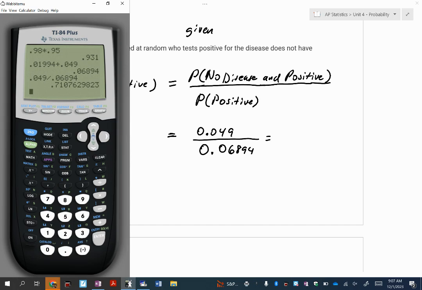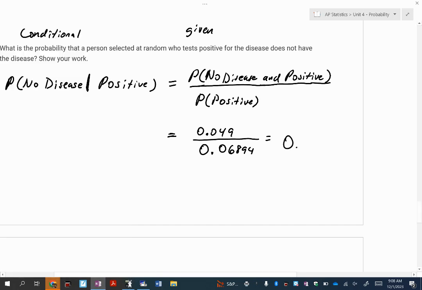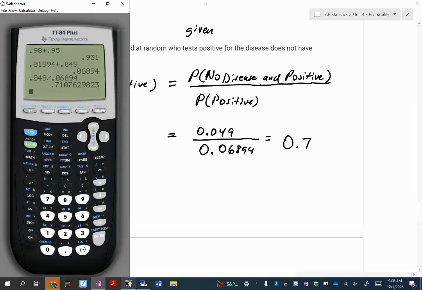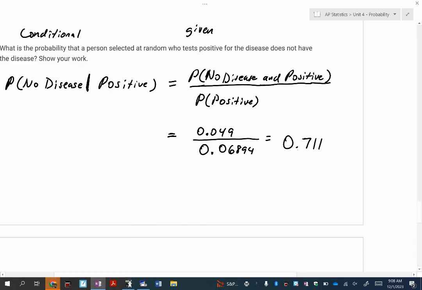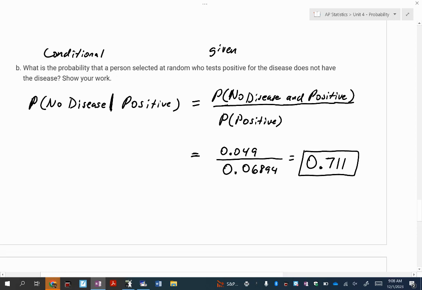So 0.711. Essentially, if we know that the person tests positive for the disease, the likelihood that they would not have the disease is 71%. That seems quite high.